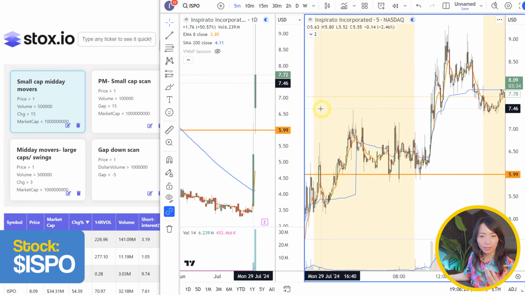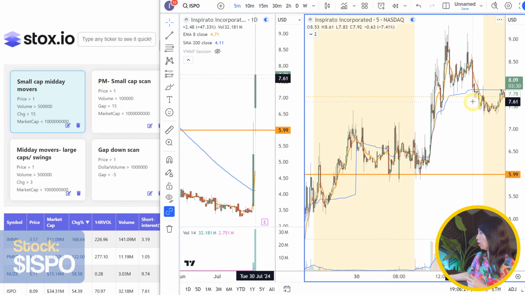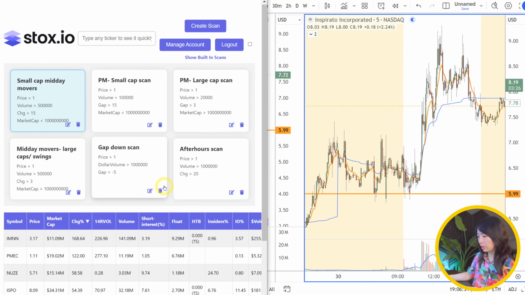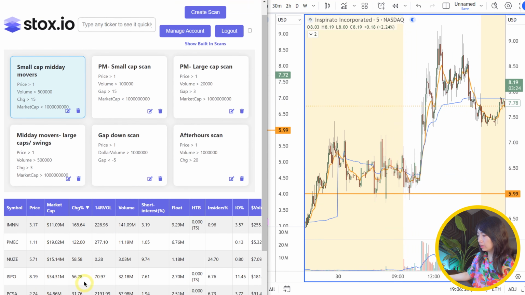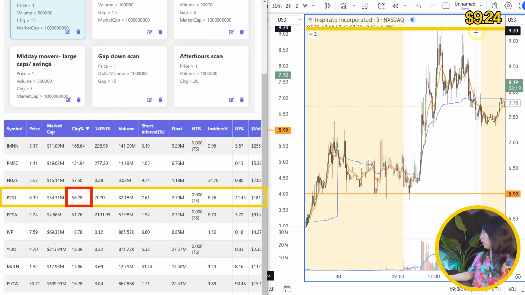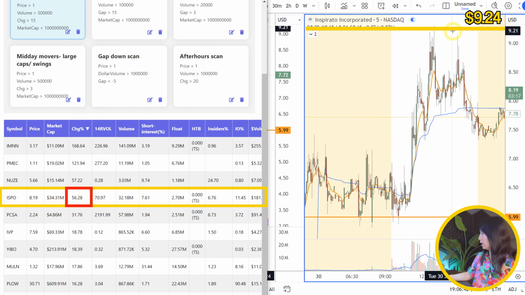And this is perhaps one of the most important indicators to know if you're trading small cap, low float stocks. As you can see here, some of the top gainers on the day, for example, this one, ISPO, is one of the top gainers. On StockSci here, you can see that the stock is up 56% on the day. At one point, when it was trading at $9, that was even higher.